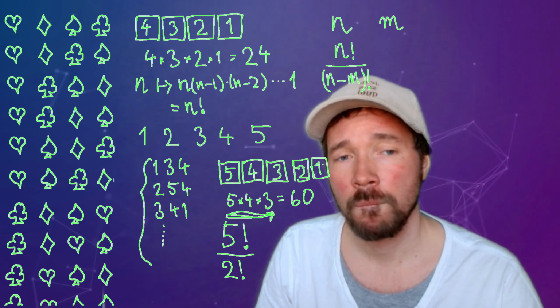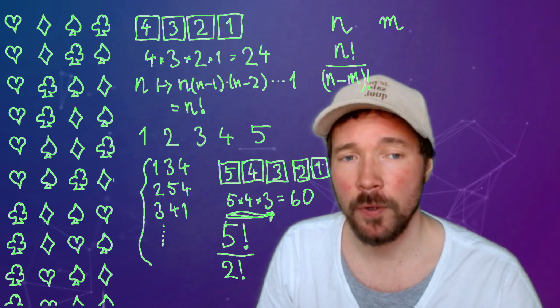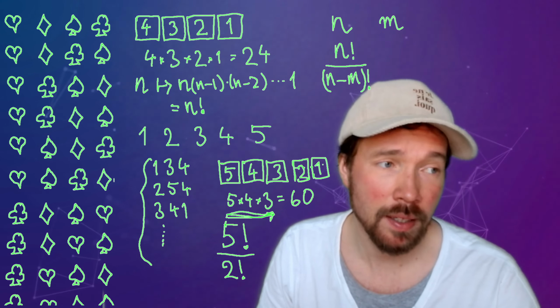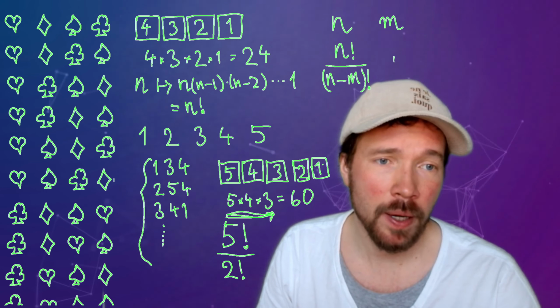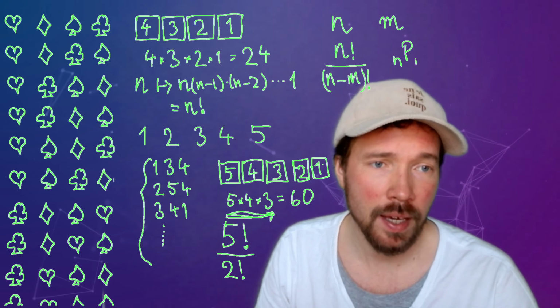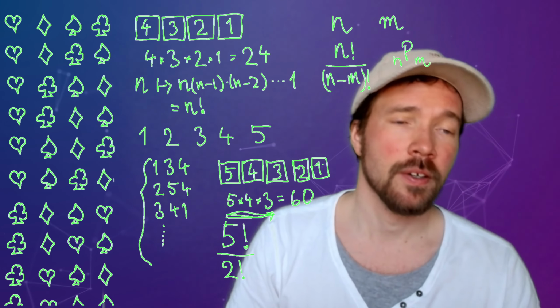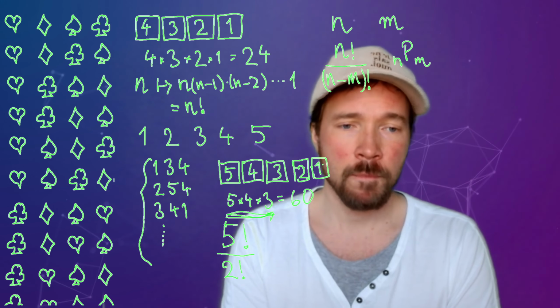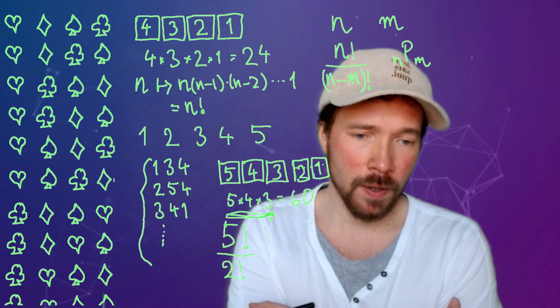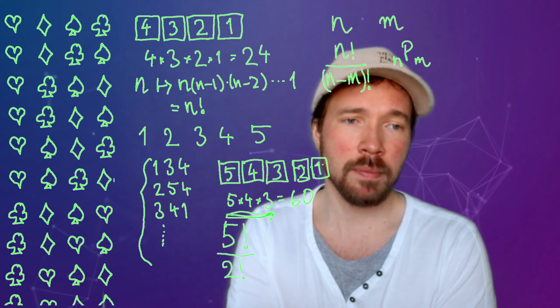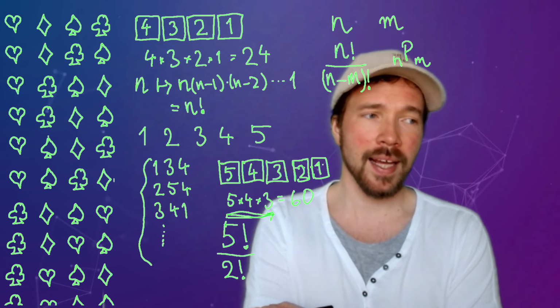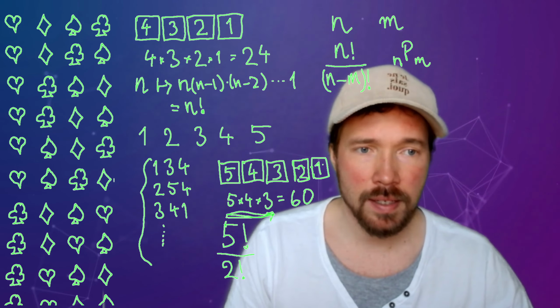Yeah, and that's it. Okay, so this is in IB denoted by nPm. This number. P stands for permutation. So it's the number of permutations of m symbols drawn out of a pack of n symbols.